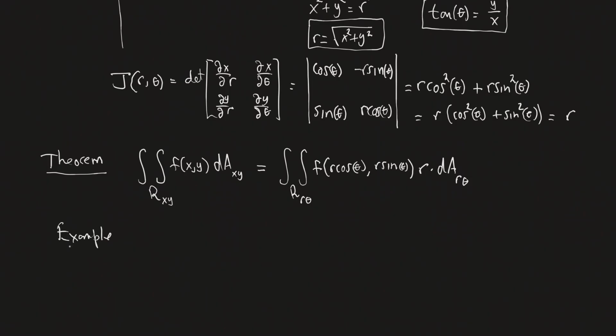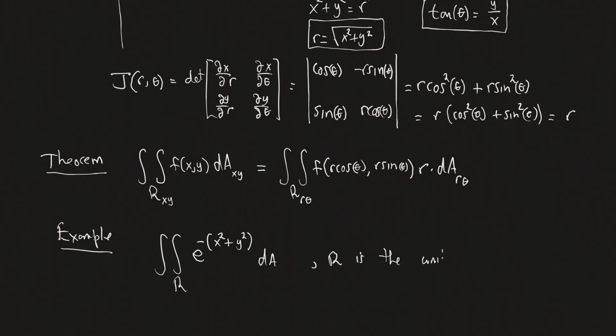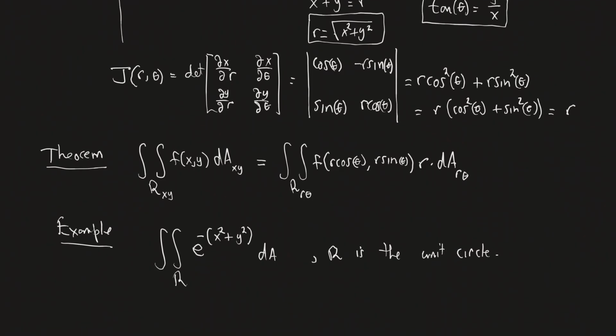I'm just going to write down a double integral, and the function is e to the negative quantity x squared plus y squared, like that. And then this is dA. And what is our region? So R is the unit circle, the entire unit circle. That's what we're integrating over.